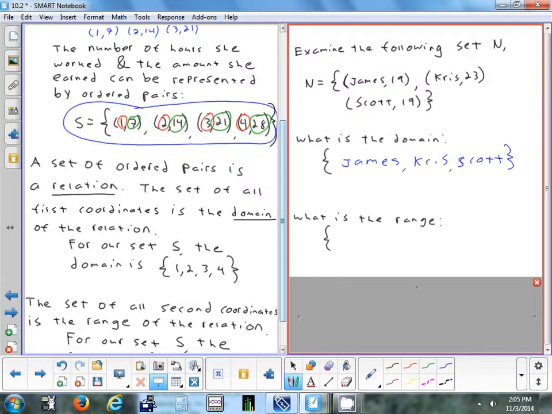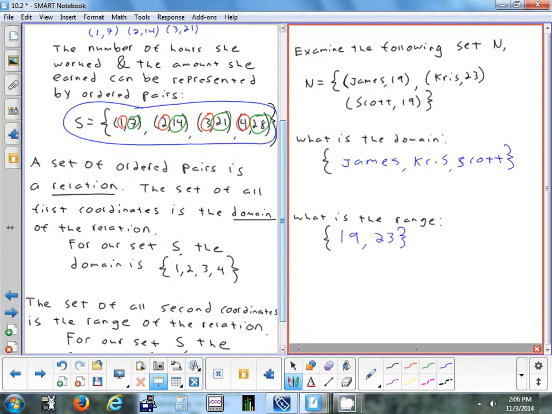Okay, and what about the range? 19, 19, 23. So we have a 19. What else do we have? 23. And a 23. Oh, you didn't put it once. Yep, when you have a value that is repeated, you only need to write it once. Notice in the range here, 19, 19, 23, you only need to write 19 one time.